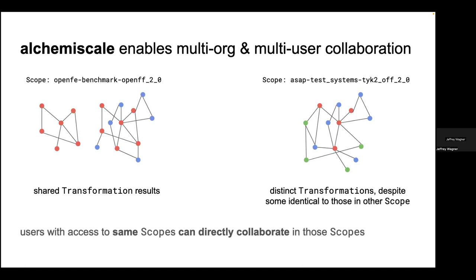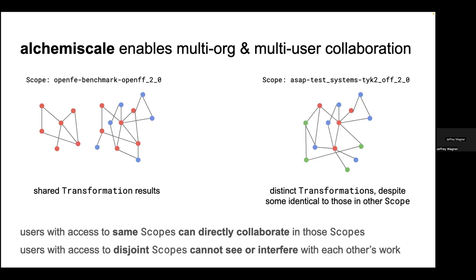So the implication of this is that users with access to the same scopes can directly collaborate in those scopes. And users that have access to disjoint sets of scopes can't see or interfere with each other's work. So it really does allow you to work together if you'd like. You can see the same things, work on the same pieces. But if you need to silo work, let's say you're a discovery company and you need to partition or put firewalls between certain teams, you don't necessarily need a different Alchemiscale instance for each one. You could use the same one, you just have to set different scope accesses.